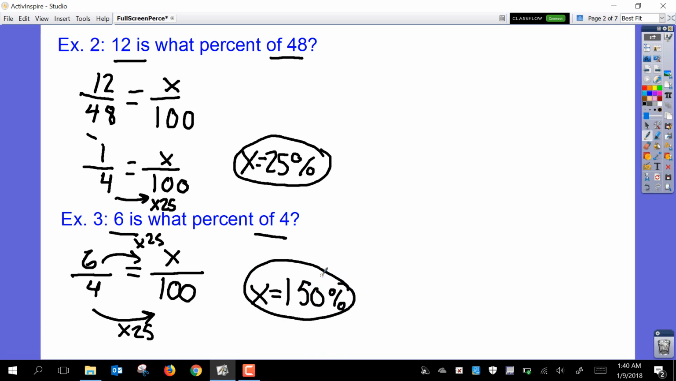Okay? This makes sense, because since my numerator is greater than my denominator for 6 over 4, it only makes sense that on my percent side, my numerator is greater than my denominator as well.